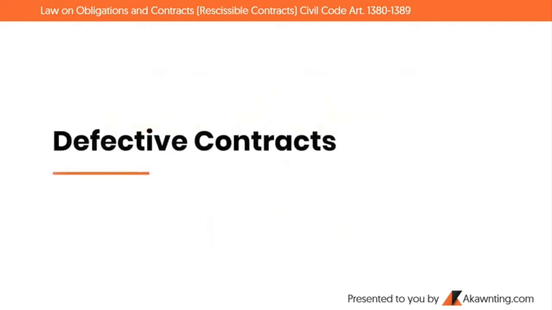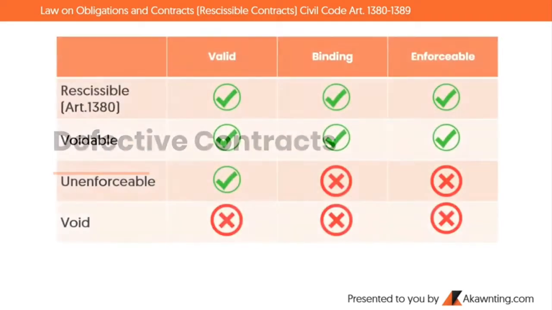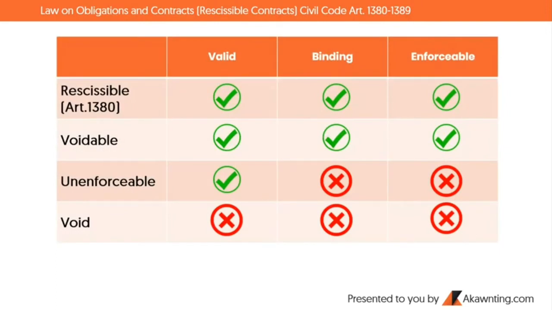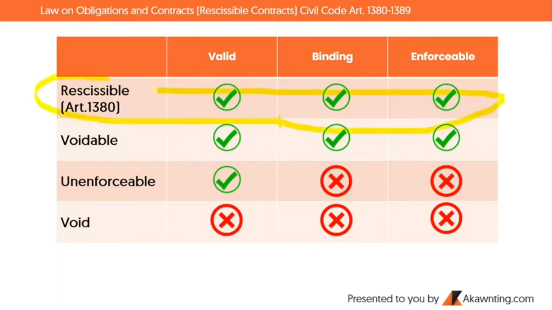So nandito na nga tayo sa mga detail ng ating defective contract. So, specifically, rescissible contract tayo, okay? So, konting recap from the last lesson. So, ayan. So, ang focus natin for today is rescissible. So, this is based on Civil Code 1380 to 1389. So, sabi ng 1380, actually, rescissible contracts are valid, okay? So, ayan. Okay, makikita nyo dyan.